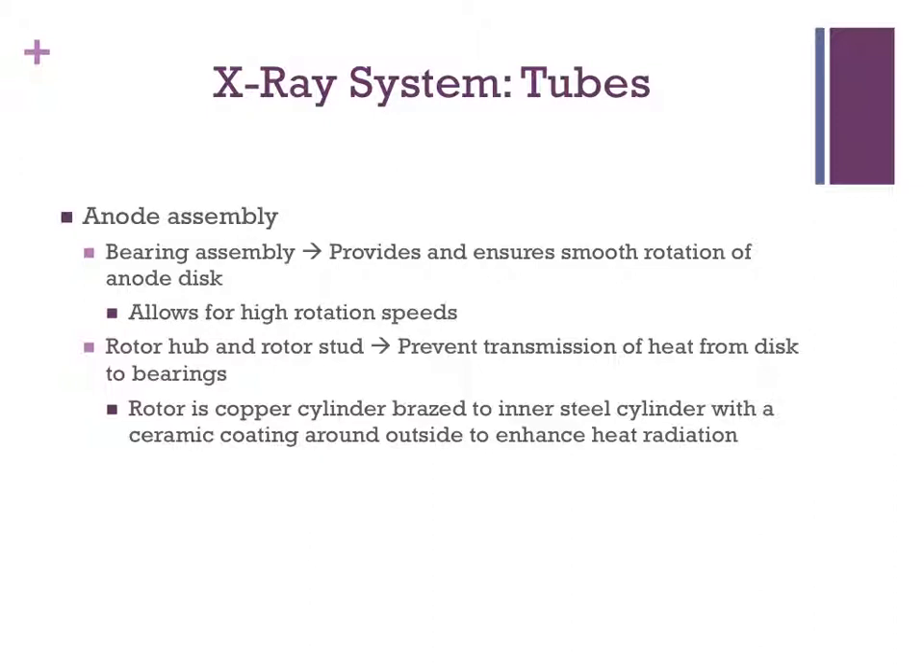And because the ball bearing technology results in mechanical problems and limits X-ray tube performance, a liquid bearing method was introduced to improve the anode disc rotation. The anode assembly also includes the rotor hub and the rotor stud, as we previously mentioned. And this prevents the transmission of heat from the disc to the bearings. The rotor is made of a copper cylinder that's brazed to the inner steel cylinder with a ceramic coating around the outside to enhance the heat radiation.